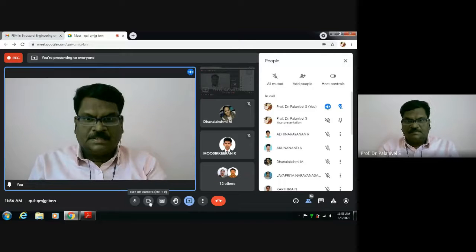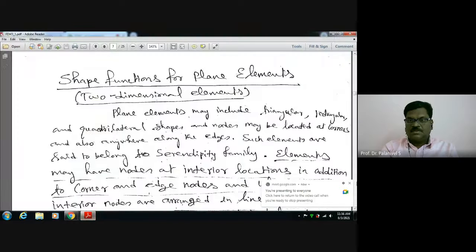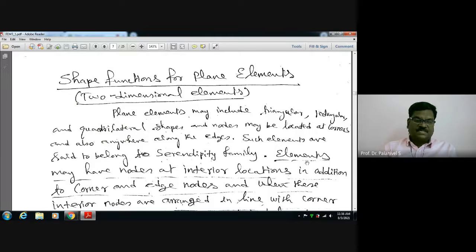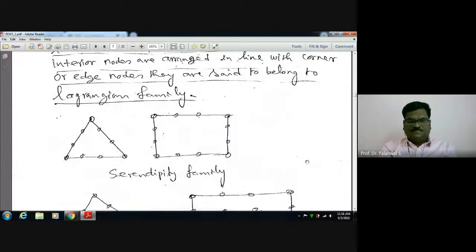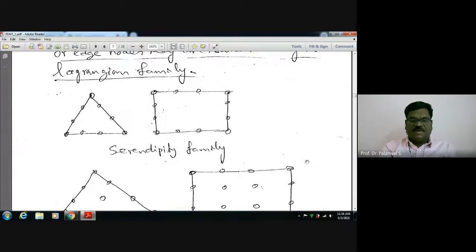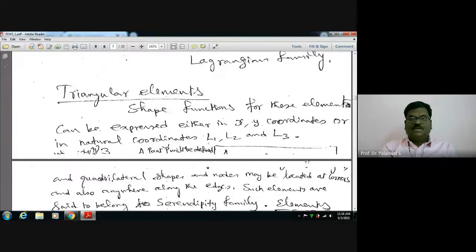For today's class, I'm going to discuss this one. Last class, I just started shape functions for plane elements, two-dimensional elements, isn't it? Last class, we saw this. I gave just some introduction. For two-dimensional elements, we are going to see shape functions for plane elements, right? In that, I told you what is meant by the serendipity element family, the Lagrangian family, and so on. I said I will start with triangular elements.